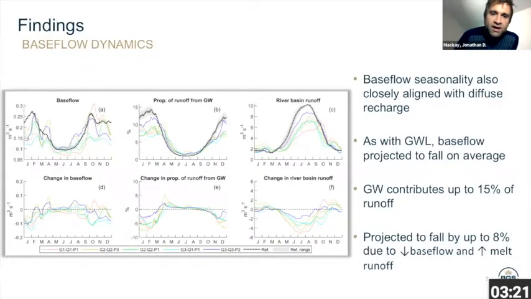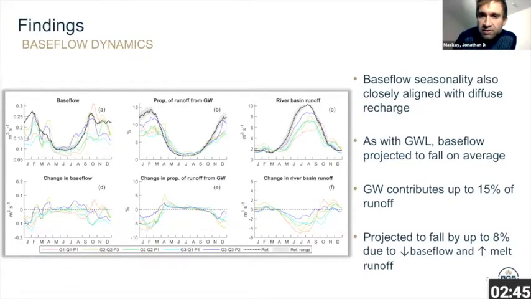So then we looked at base flow dynamics, and again, there's lots of information here. I'm not going to go into lots of detail, but we looked at the base flow inputs, and as with groundwater level, base flow is projected to fall on average. If you look at figure D there, the bottom left-hand corner, you can see the base flow signal actually looks very similar to the changing groundwater level signal that we found before. So an indication that base flow is very much controlled by groundwater dynamics, which are then controlled by diffuse recharge. So again, we're seeing the dominant control of diffuse recharge rather than the glacier on the system.